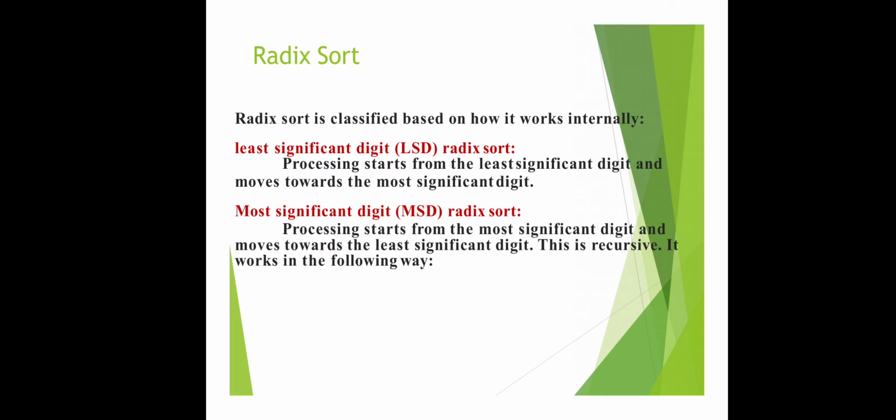So now let's see about radix sort. Radix sort is classified based on how it works internally. There are 2 types, least significant and most significant. Using least and most significant, we are going to deal with radix sort.